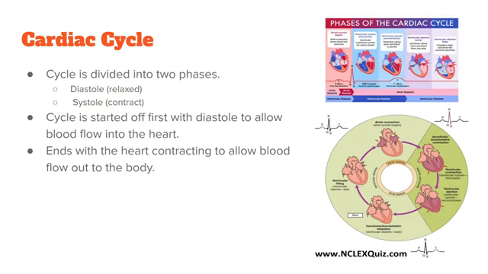So, the cardiac cycle is a period of time that begins with contraction of the atrium and ends with ventricular relaxation. The cycle is divided into two phases. First, diastole, where the heart is relaxed and the chambers fill with blood, followed by systole, where the heart contracts and ejects blood into the aorta and pulmonary artery.